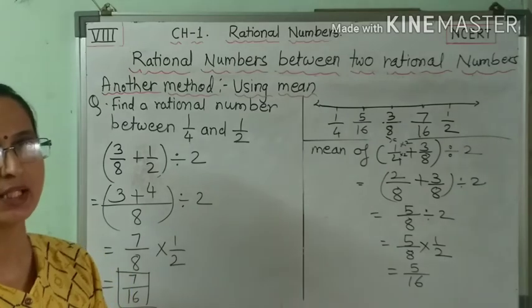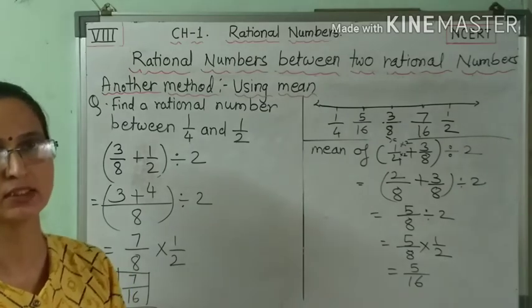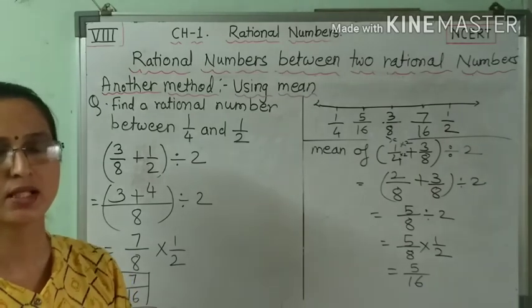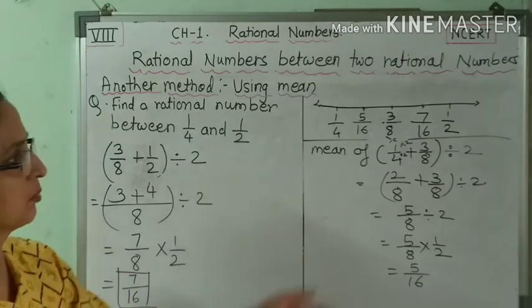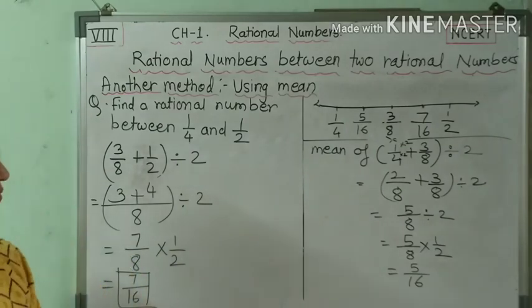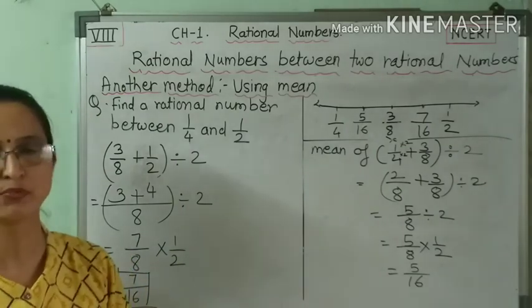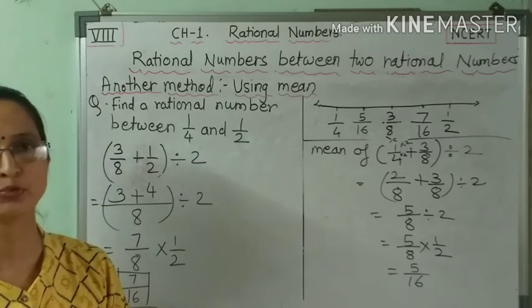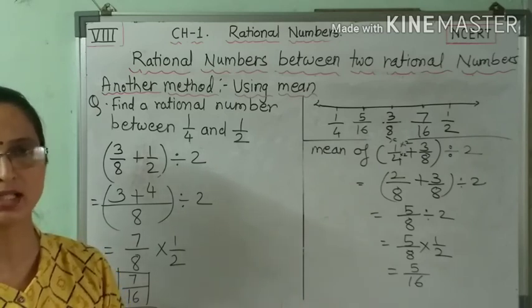Like this, we can calculate as many rational numbers as we want between any two rational numbers. There are countless rational numbers between any two rational numbers. So I have explained all the concepts of rational numbers. It will be easy for you to solve exercises now.